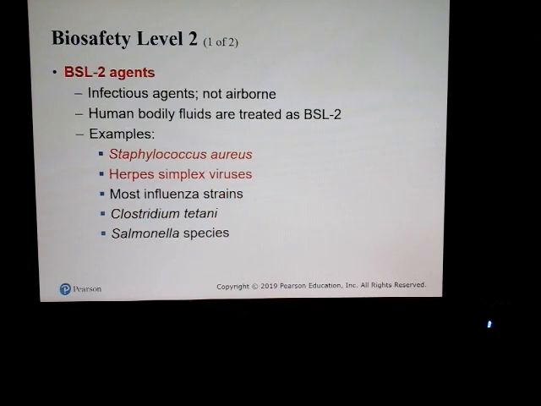Now, as we move up to biosafety level 2, these are infectious, but they're not airborne. So any kind of bodily fluid is treated as a BSL-2. So 2 that I'd like you to know for the exam are Staphylococcus aureus and herpes simplex. While they're infectious, most of the time our immune system is capable of taking care of them, but not all of the time. So they're in a biosafety level 2 category.